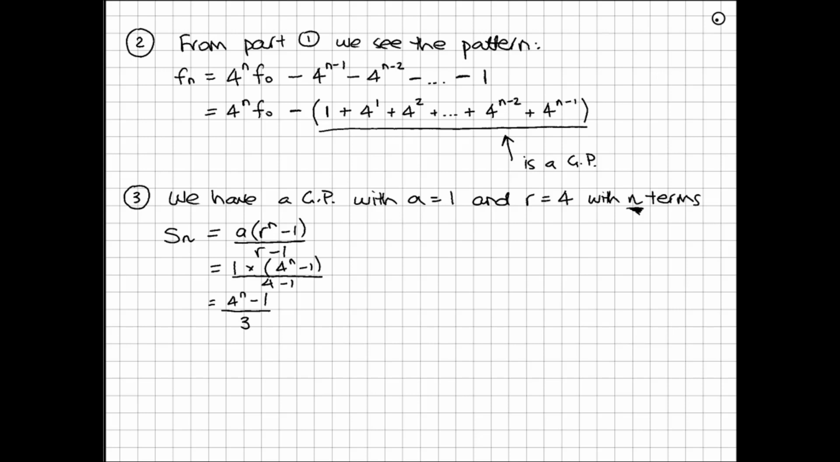So that's it for part 3. Again, pretty straightforward, especially given they told us this formula. It's really just a matter of substituting in, being able to realize for our GP what a was and what r was. Once you know that, it's a pretty straightforward substitution, and you end up with your expression for the sum of just the GP component of our f of n expression. Hopefully you're able to follow along with no problems there.